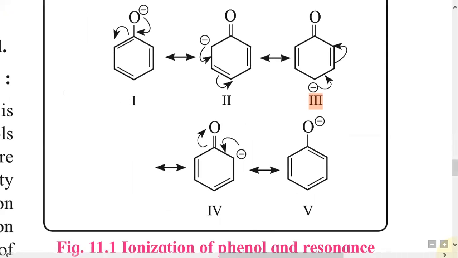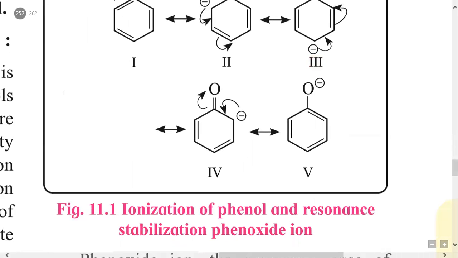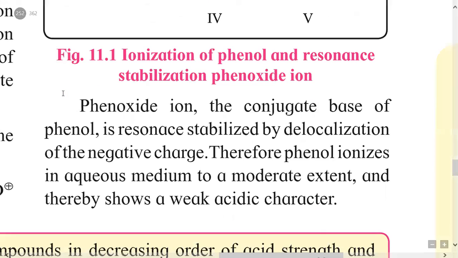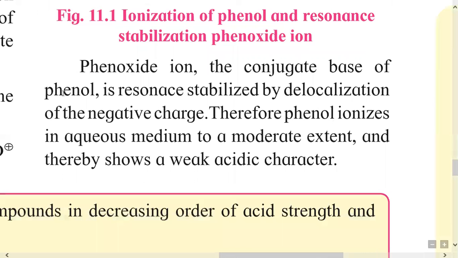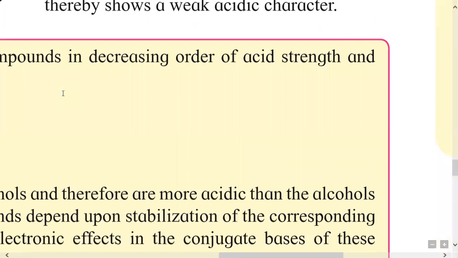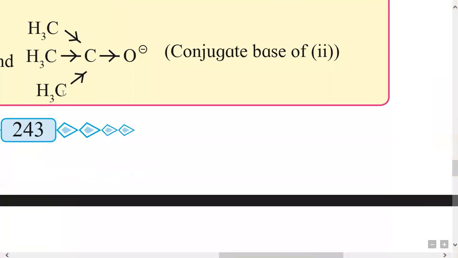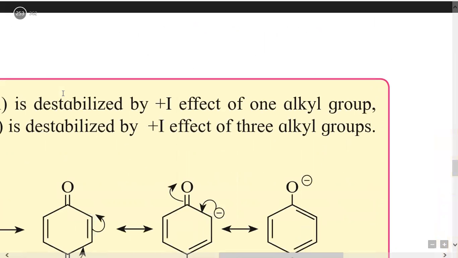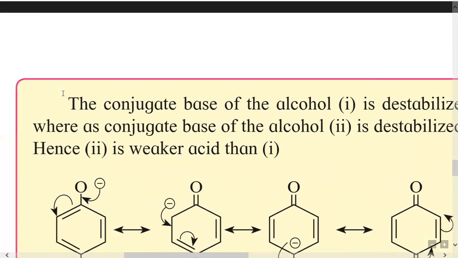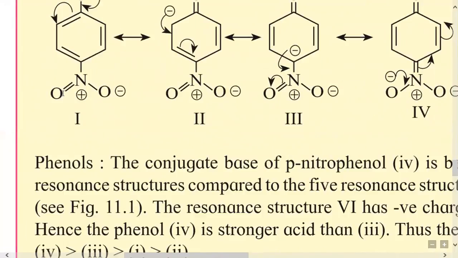These are the resonance structures of phenoxide ion, which stabilize the phenoxide ion and give H plus ion easily, which is added to H2O and becomes H3O plus ion, that is hydronium ion, and therefore it is weakly acidic. Phenol shows weakly acidic character. The reason for this is the stabilization of this conjugate base.